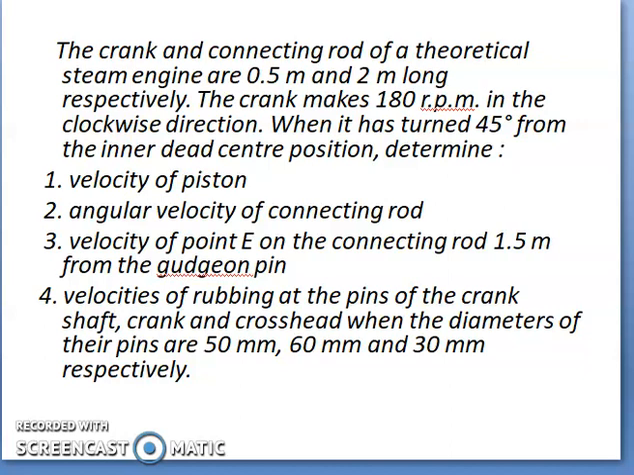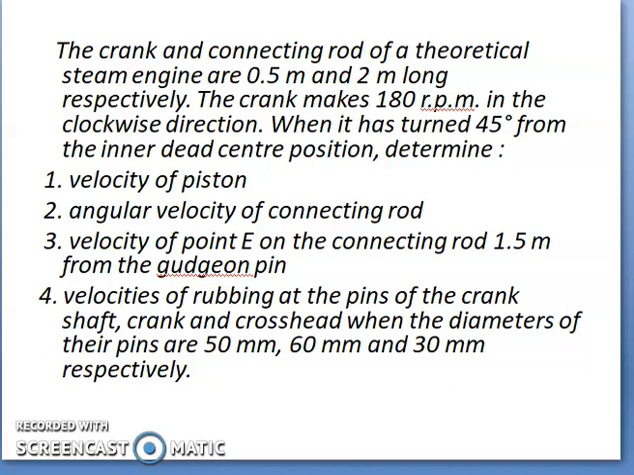So let us discuss one more problem with a crank and a connecting rod. The crank and the connecting rod of a theoretical steam engine are 0.5 and 2 meter long respectively. The crank makes 180 rpm in the clockwise direction. So from this you can find out what is the angular velocity of the crank, that is 2 pi N by 60. So it has moved or turned an angle of 45 degree from the inner dead center. So the crank is making an angle theta of 45.